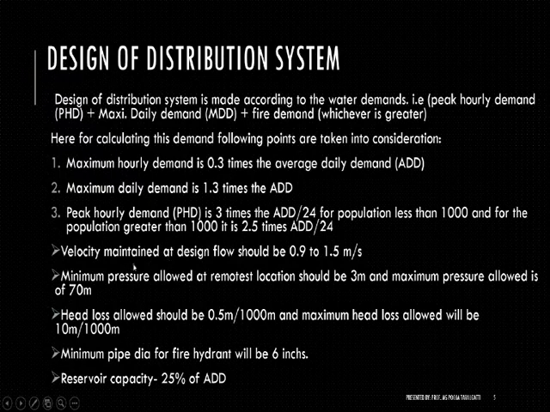Next is, what velocity you should maintain during the flow. Your design flow velocity should be between 0.9 to 1.5 meters per second. Between these you can design your velocity. What will be the allowed pressure head? 3 meters will be the allowed one, but you can go up to 70 meters. More than 70 meters will not be allowed for your distribution system. Head losses, allowed head loss is 0.5 meter per 1000 meters, and the maximum allowed head loss is 10 meters per 1000 meters. Minimum pipe diameter for fire hydrants, you should maintain 6 inches.